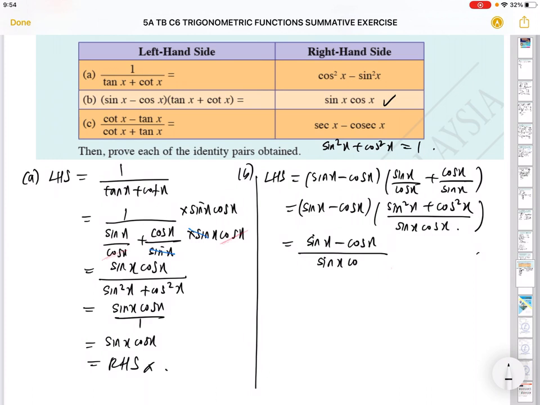Oops, very ugly. Let me write nicer. When I write very fast, it tends to look a bit ugly.